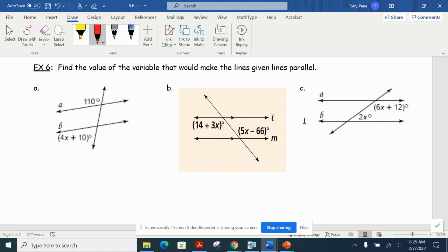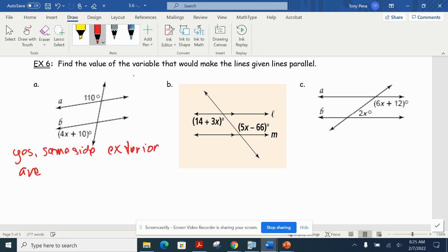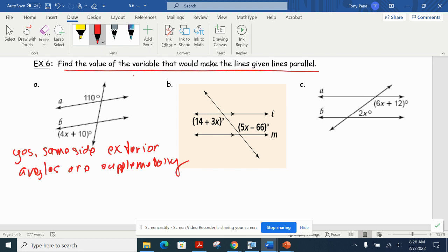Okay, letter A. Jada, what'd you do, Jada? Good. So she said yes, and then she said same side exterior angles are supplementary. Now, Jada, bit of an overachiever, right, Ella? So you don't necessarily have to write this. I didn't ask you to write that, so if you didn't write it, you don't necessarily have to put that down in this instance. But that is the reason she can do what she's going to do next in terms of adding those up, setting them equal to 180.